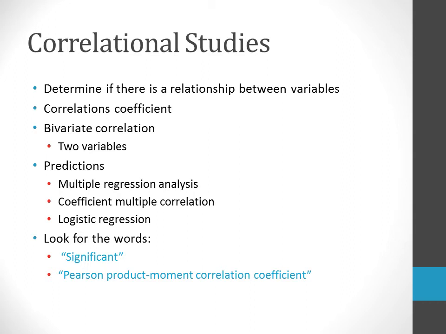Correlational studies can also make predictions, and we do that using multiple regression analysis, coefficient multiple correlations, and logistic regressions. Some things we'll talk about more in depth as the semester goes on. But for correlational studies, it's important when you're looking in research articles to look for the word significant and Pearson product moment correlation coefficient. These words indicate that what you're looking at is a correlational study.